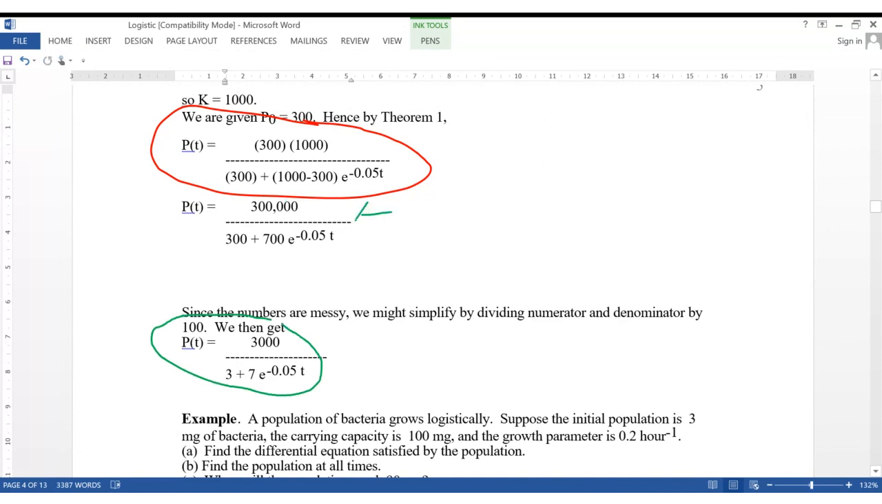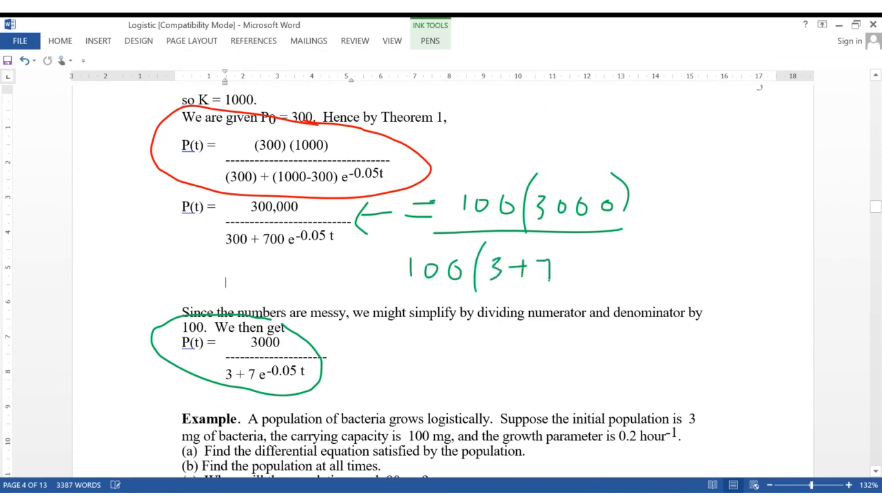Factorization. Basically, we have 300 and 700, and here the GCD, the number that we can easily factorize, is 100. So if you factorize 100 out, you remain with 3 and 7 there, and here you can still factorize 100 outside, then you remain with 3 plus 7 exponential negative 0.05t, and then you cancel that one and that one. So that's what they are getting.